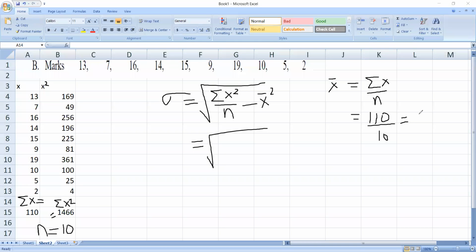Now consider this mean value as well as the total of x square in the standard deviation calculation. So 1466 divided by 10 minus 11 square. So first divide 1466 by 10, you get 146.6. 11 square is 121. So 146.6 minus 121 will fetch you 25.6, and square root of that will be your standard deviation. It comes to 5.0596.